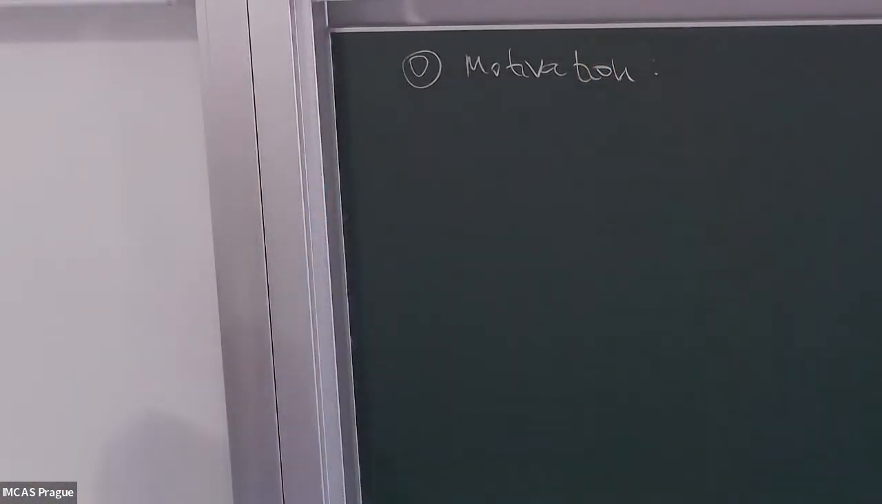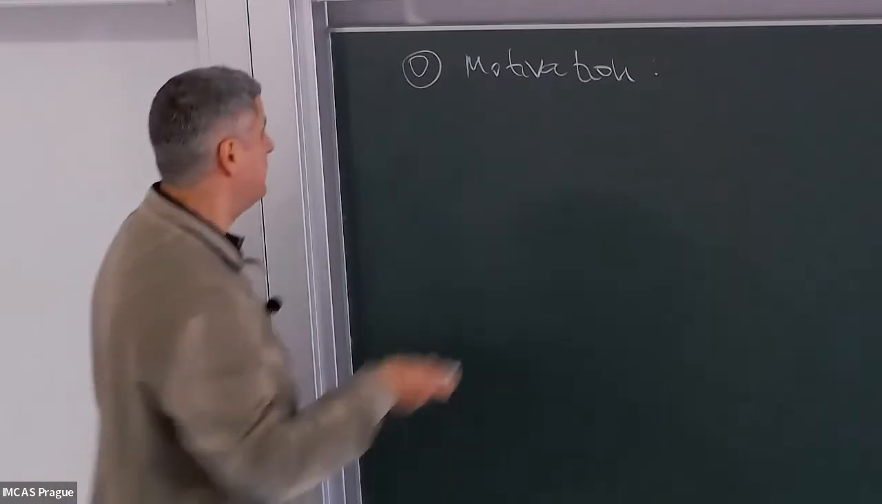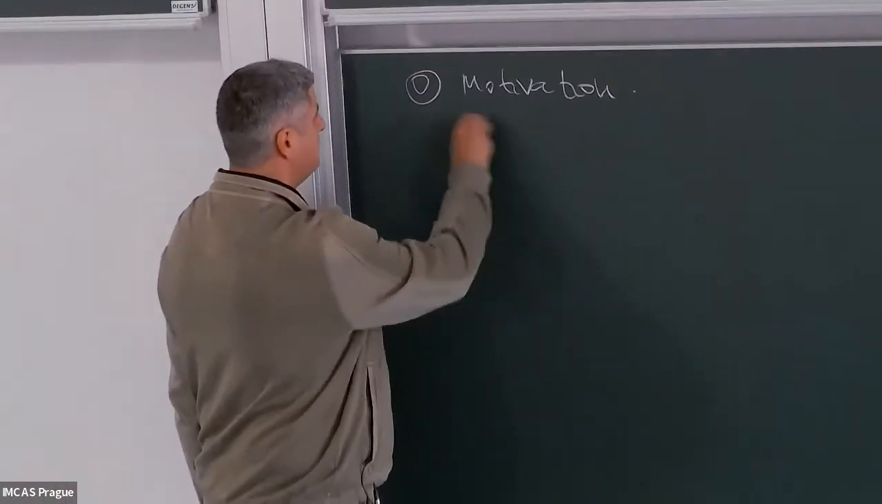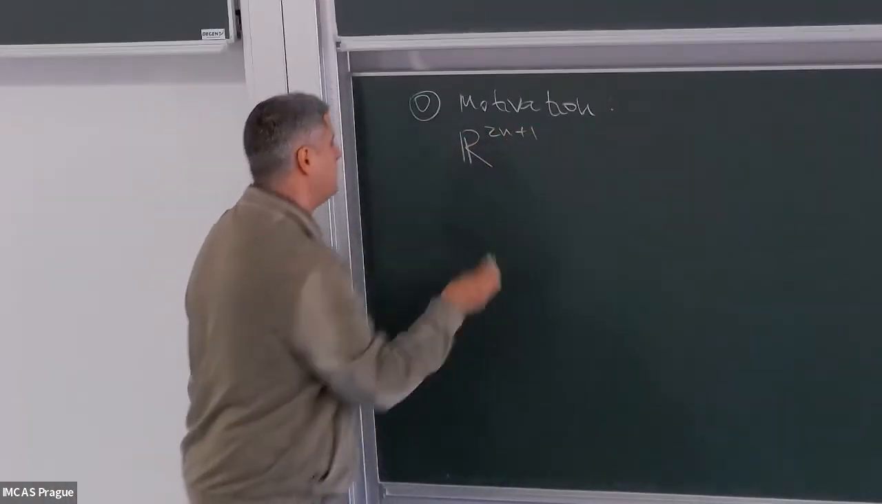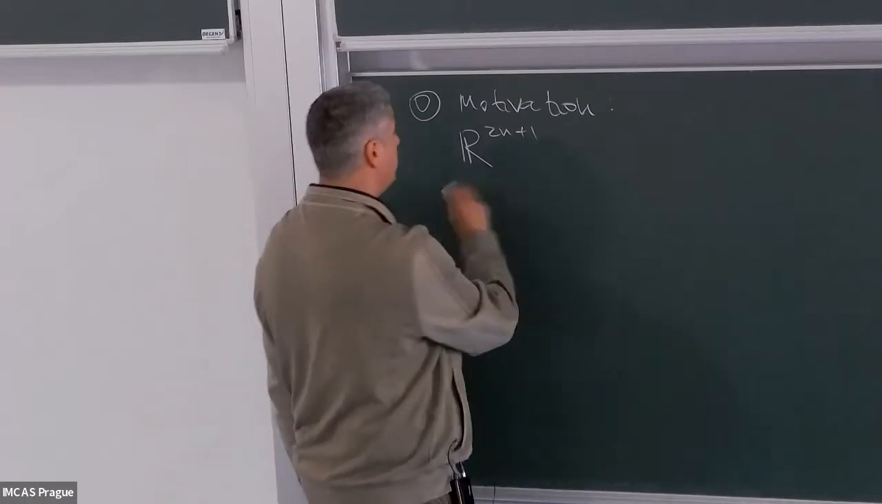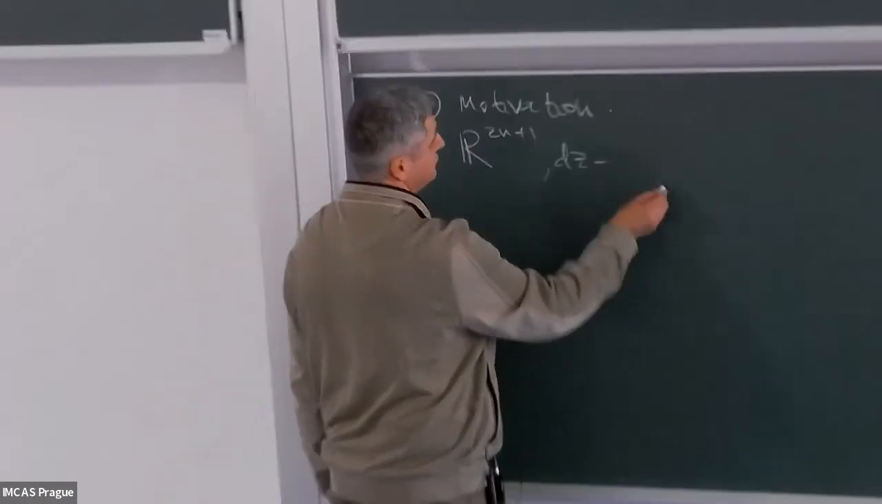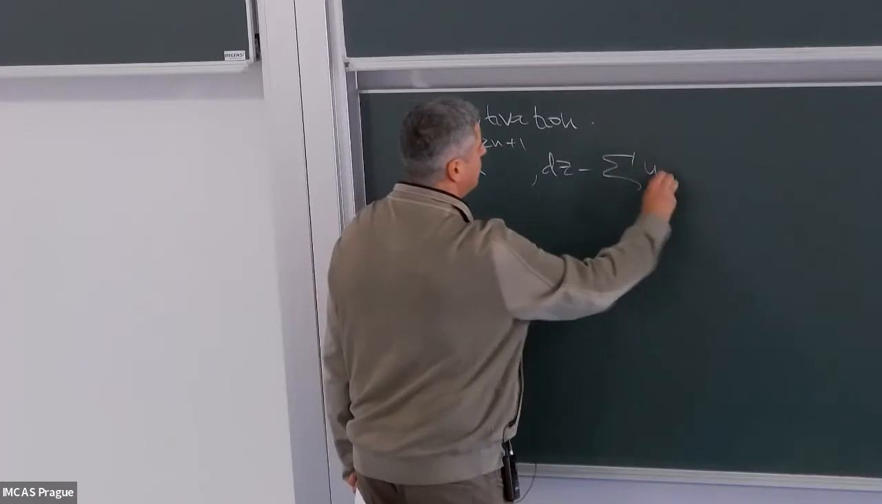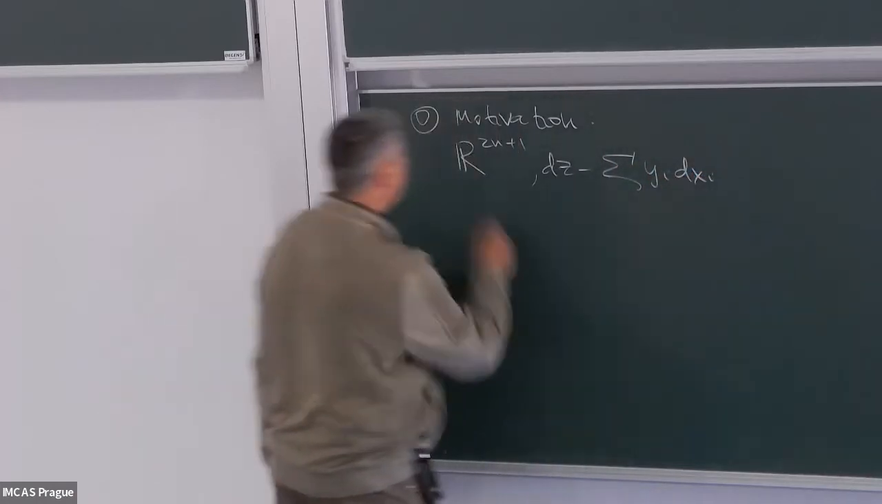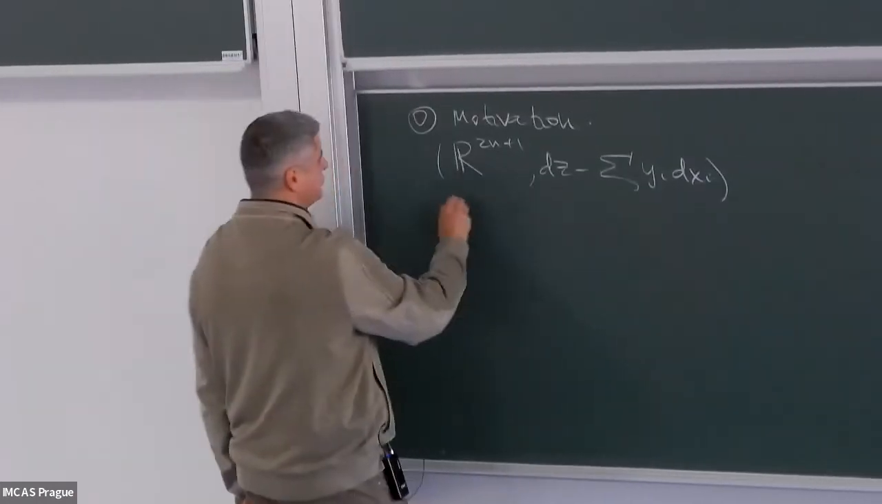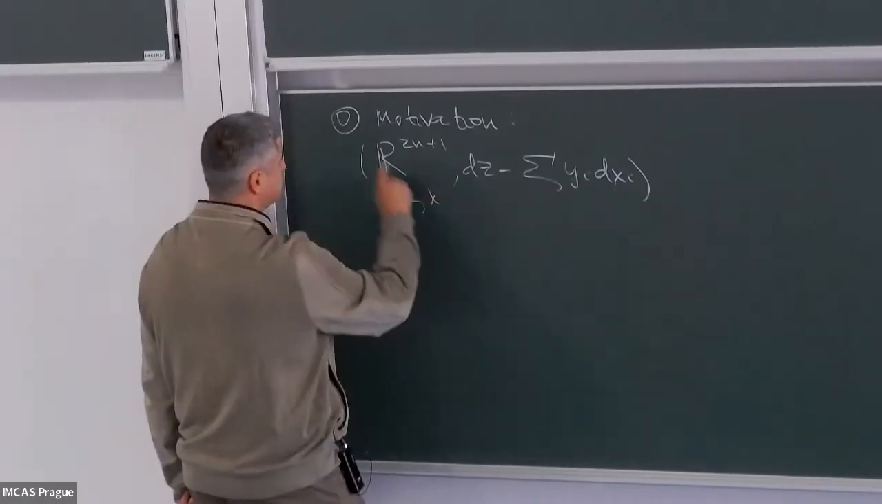So basically, we'll consider the simplest contact manifold, let's say standard Euclidean vector space with a standard contact structure, namely we have a contact form dz minus sum of yi dxi, which is written with respect to the standard coordinates x1, x2.